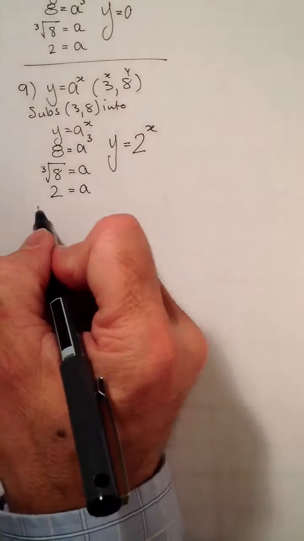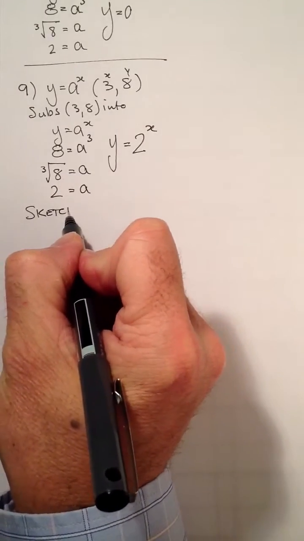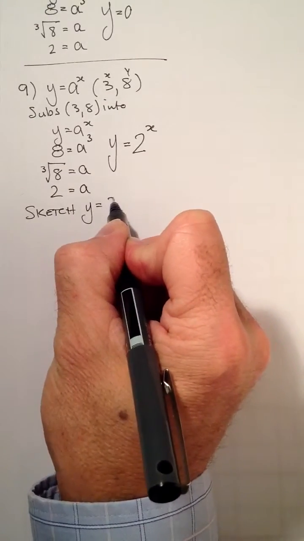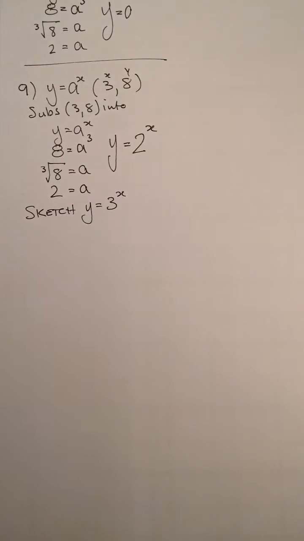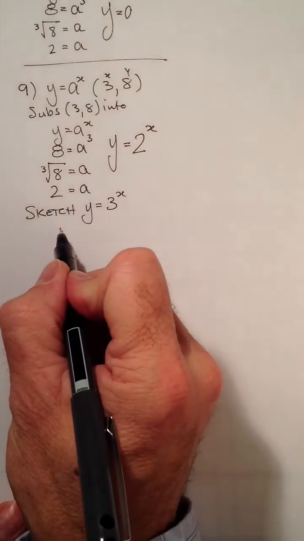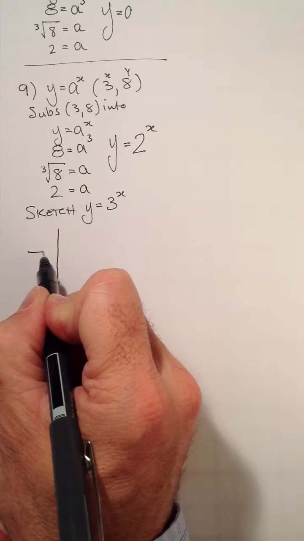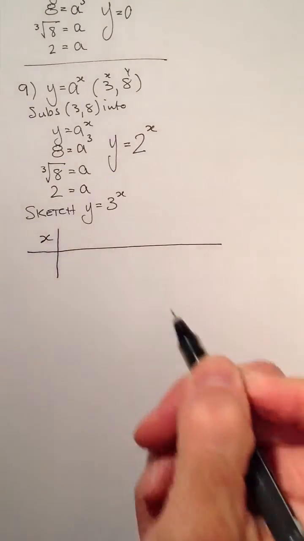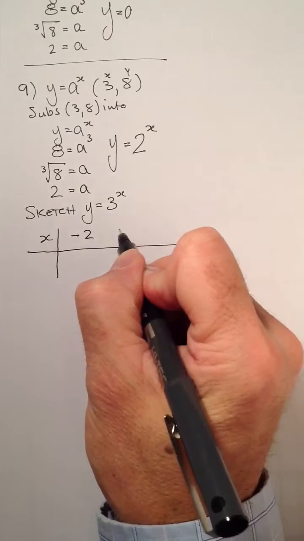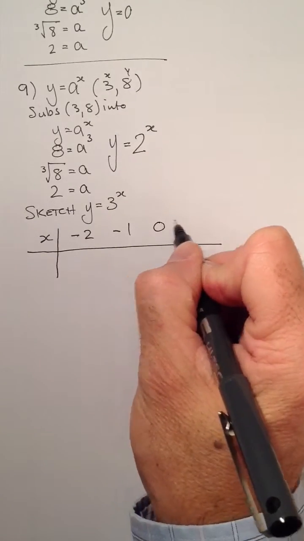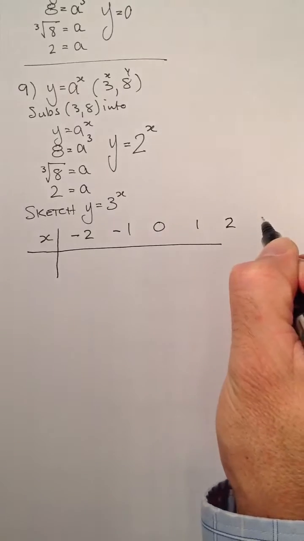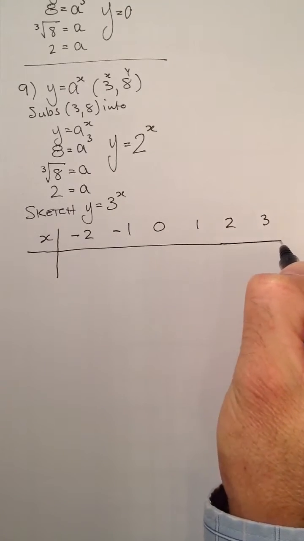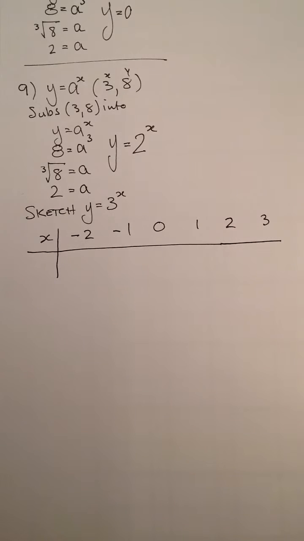Okay, the next part is to sketch the graph of y equals 3 to the power of x. So what I'm going to do is create a table, work out some x values, and from the x values calculate some y values. For the x values, I'll take -2, -1, 0, 1, 2, and 3. Those are the values I'll be plotting.